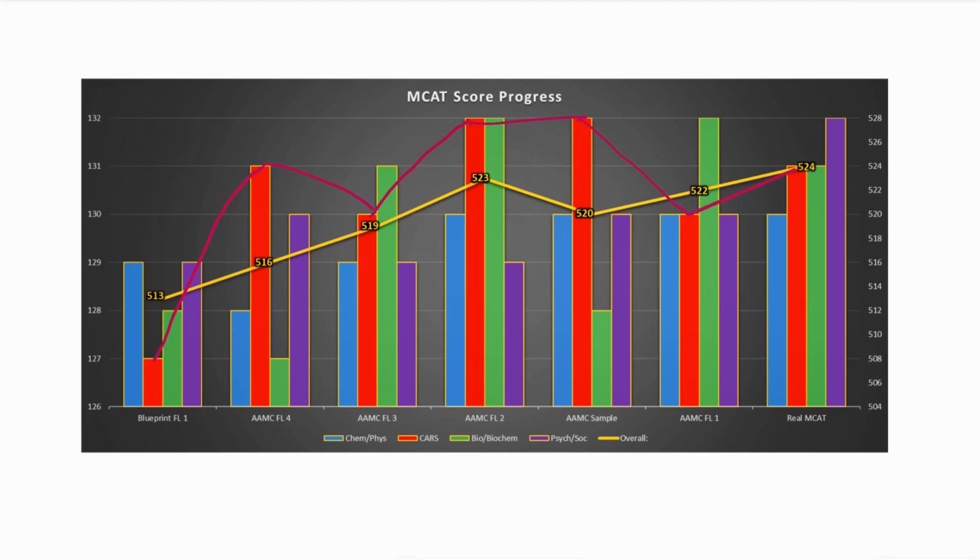So that's a lot of fluctuation. You can see it's a general trend upward, right? It's generally a pretty good trend.